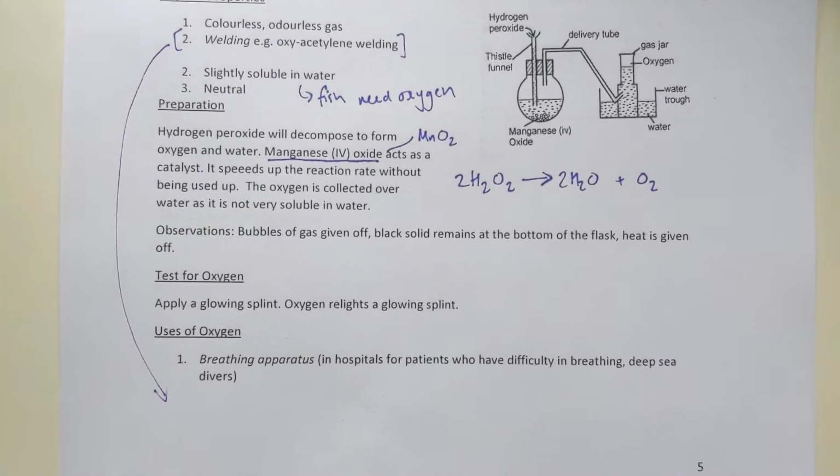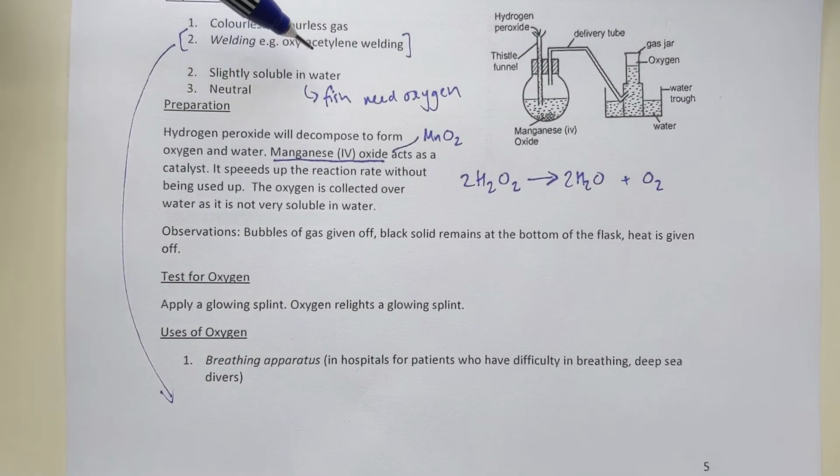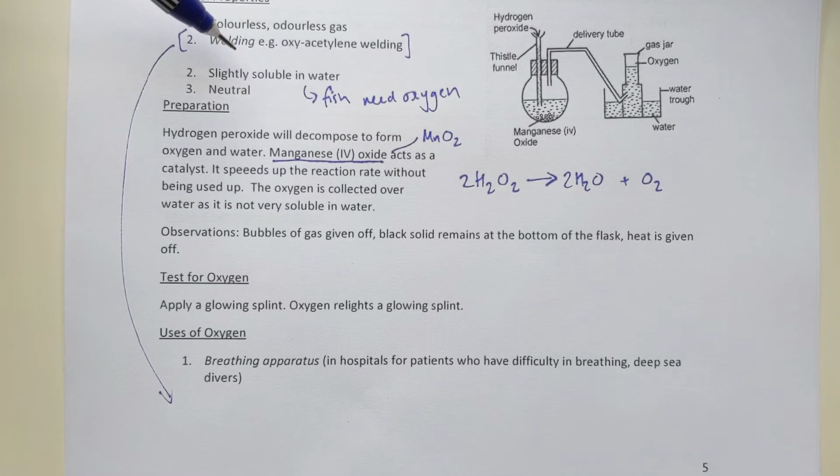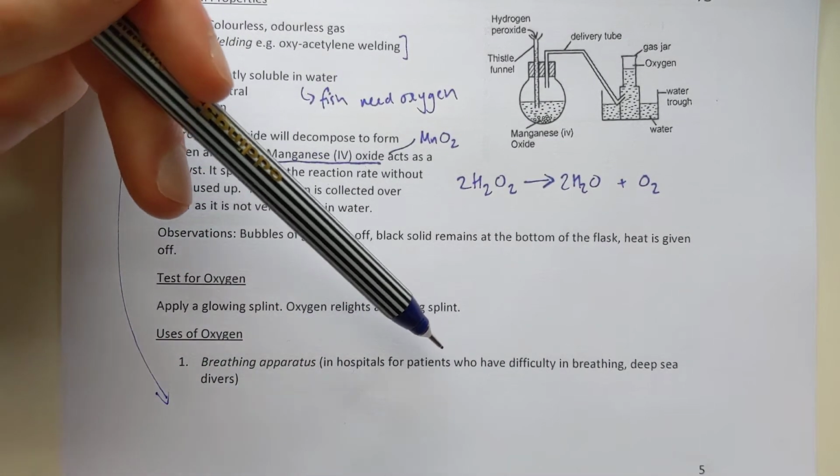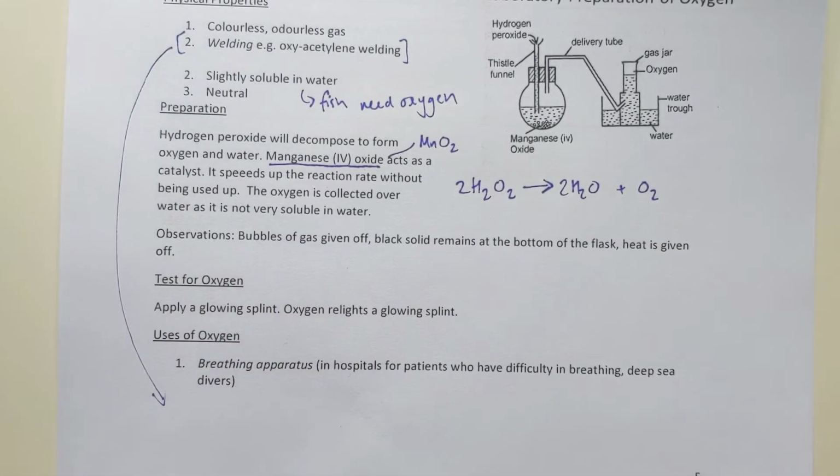So those are the two uses in the notes. So welding is properly called Oxy Acetylene Welding, but basically it's using oxygen during the welding process. And then the second one is breathing apparatus for deep sea diving or for hospital patients.